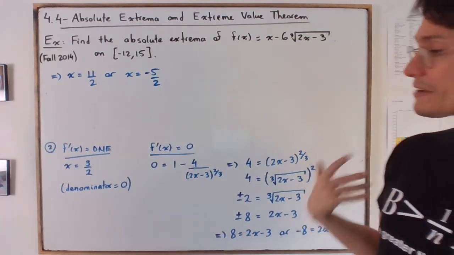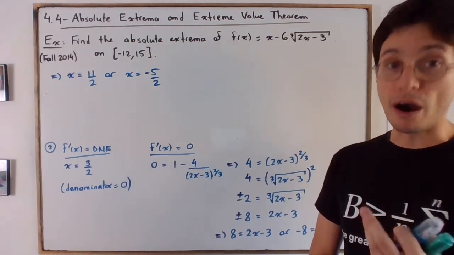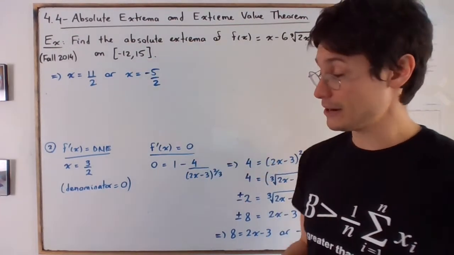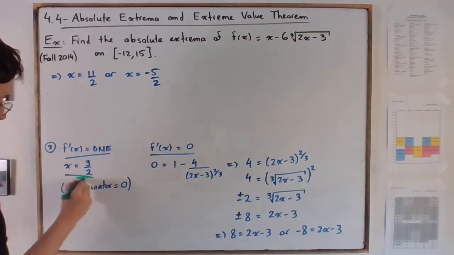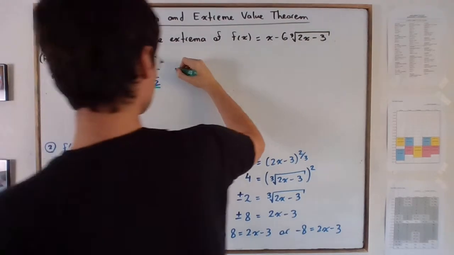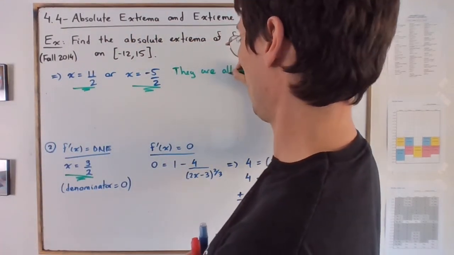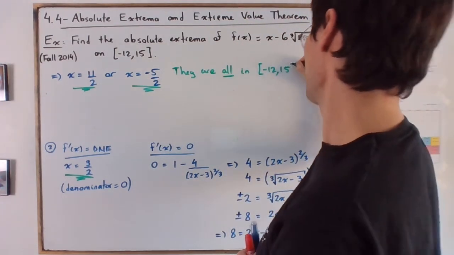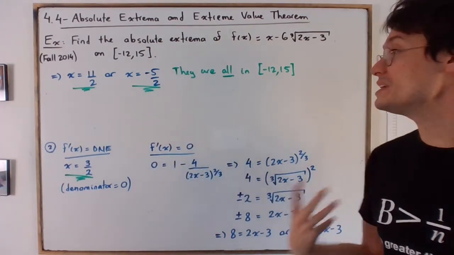Now, whenever you have critical values, it's very important to know which ones are and which ones are not in your interval. The interval is right here. If you read them all, let's underline all critical values. You have this one, and this one, and they are all in here. So they are all in the interval from negative 12 to 15. So what does it mean? Now I can erase this because I don't need it anymore.